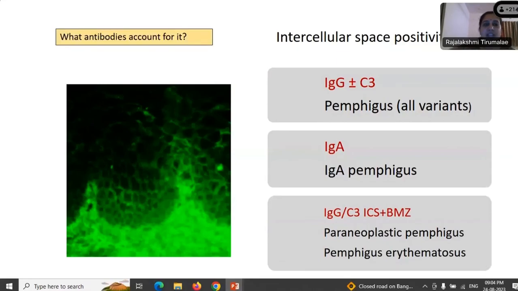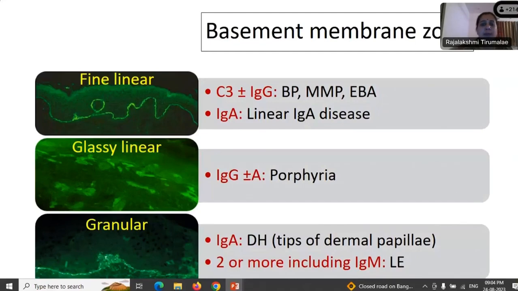The only variant you can distinguish, which presents as a pustular dermatitis, is IgA pemphigus, because you get intercellular IgA positivity. Now, basement membrane zone patterns are a little more complex. C3 with or without IgG is most commonly seen in bullous pemphigoid. Linear IgA disease, if it's IgA. The glassy linear pattern is very characteristic of porphyria.